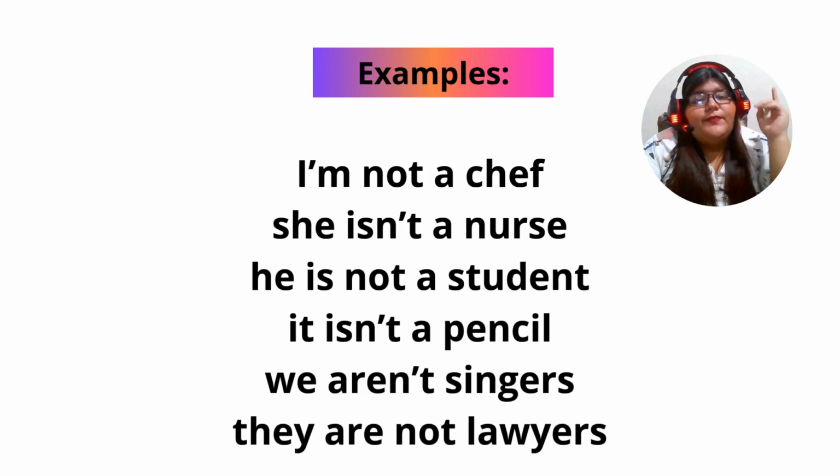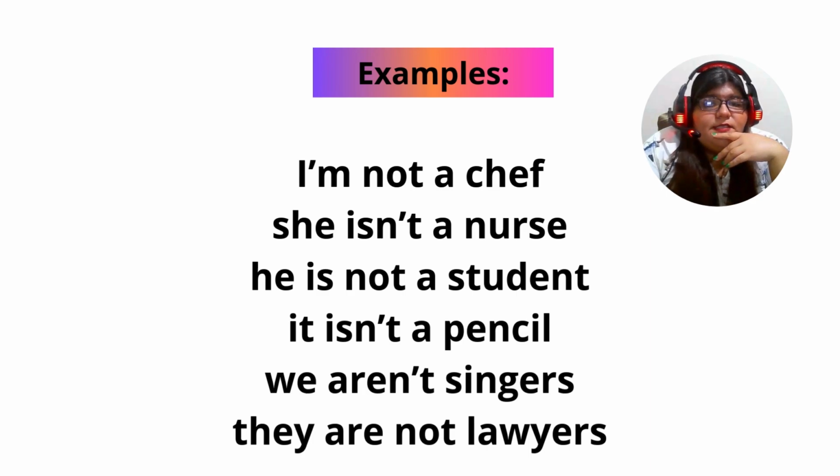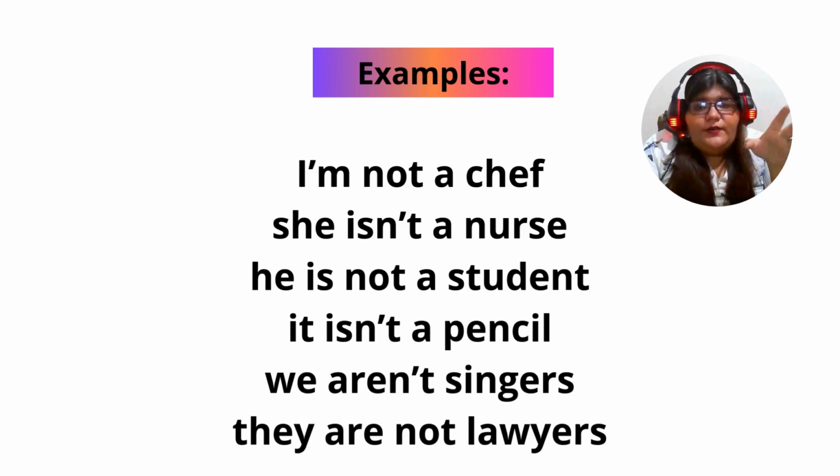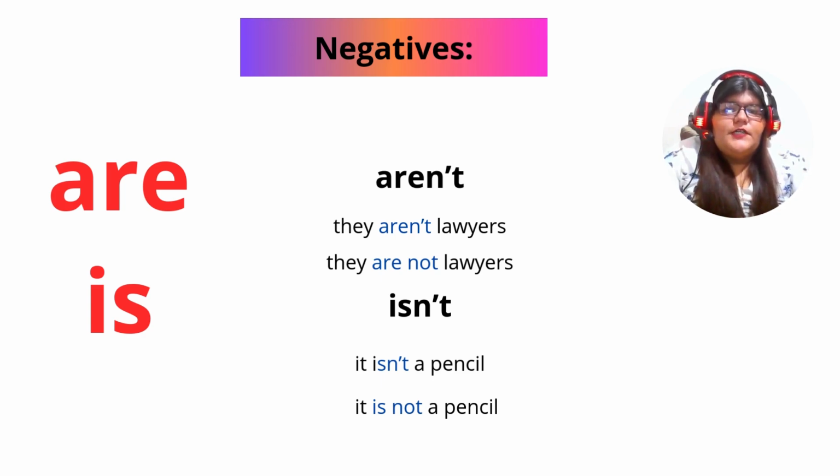So do you remember? In both cases, when you want to make a sentence negative, the be verb will change. For example, is, isn't, are, aren't. Or simply, so you don't complicate your existence, add not: I'm not a chef. She's not a nurse, and so on. But it's up to you guys in which way you want to express yourself or deny something in negative.